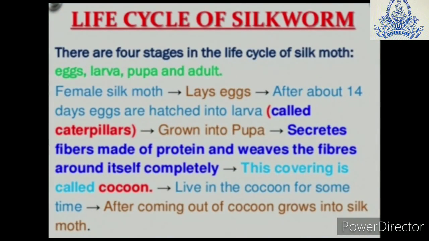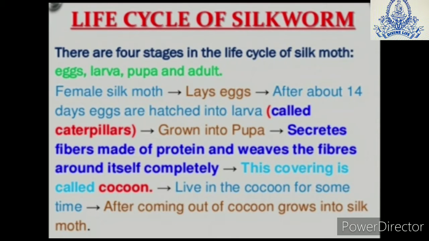Now let us learn the life cycle of silkworm. There are 4 stages in the life cycle of silk moth: egg, larva, pupa and adult. The female silk moth lays eggs on the leaves of mulberry tree. After about 14 days, the eggs hatch into larva, also known as the caterpillar or the silkworm. At this stage, the larva feeds on the mulberry leaves.